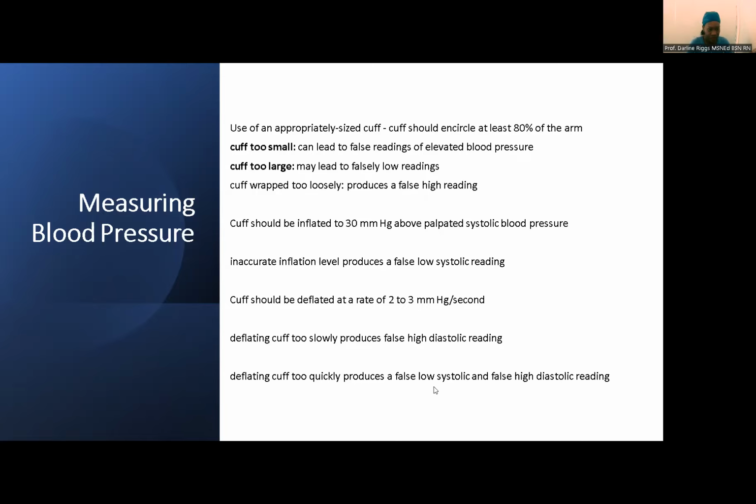So recap. If the cuff size is too small, you get a false high. If it's too large, you get a false low. You should always establish your palpated systolic blood pressure before you inflate 30 millimeters above that. That inaccuracy will cause a false high or low. And deflating too quickly or too slowly will cause false results. So pay attention to that, okay? Nice question, silly, but nice, okay?